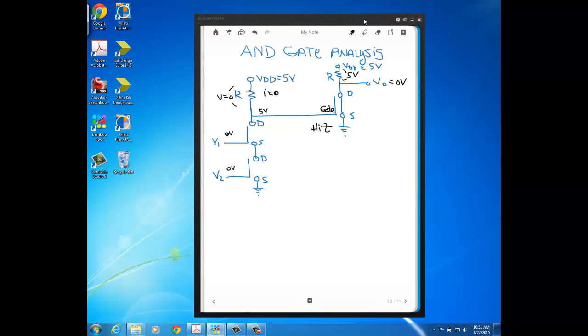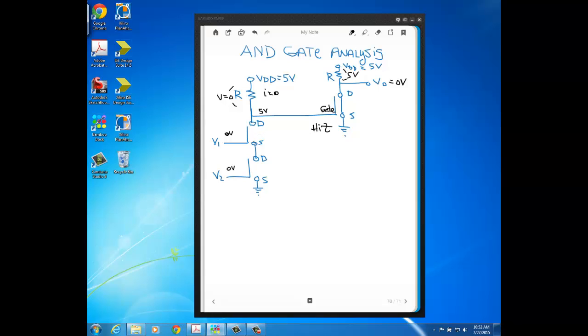Okay, so now in the second row of the truth table, V1 is still 0, so this one's still going to be acting like an open. V2 is a 1, 5 volts, so this one's going to be acting like a short. But even if just this MOSFET's acting like an open, it's still going to prevent any current from flowing, just like we had in the previous case, and it's going to keep 5 volts on this gate, which is going to keep this a short, and V0 is going to stay at 0.